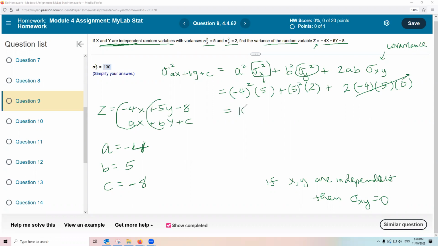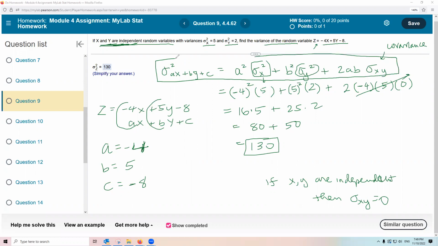So this is going to be 16 times 5 plus 25 times 2. This is 80 plus 50. So we get the answer here, 130. Okay, so this is the formula we needed for this example.